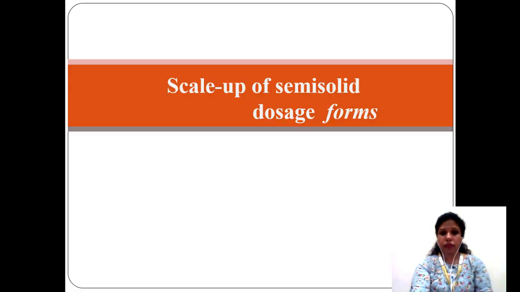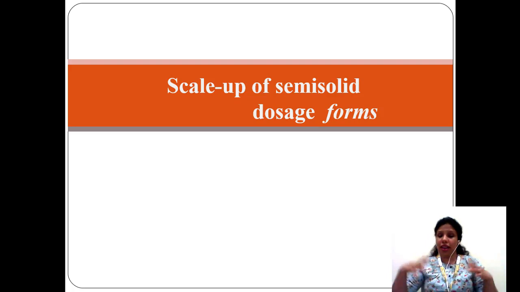Now the thing is scale up of semi-solid dosage form. So our today's topic is scale up of semi-solid dosage form. As we have discussed the solid dosage form, that is tablet, and the liquid dosage form scale up, that is solution, suspension, emulsion, I think it is very easy to know about the scale up of semi-solid dosage form, as this type of dosage form is in between the consistency of solid and liquid.